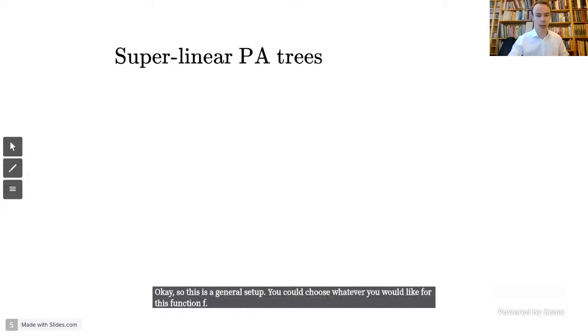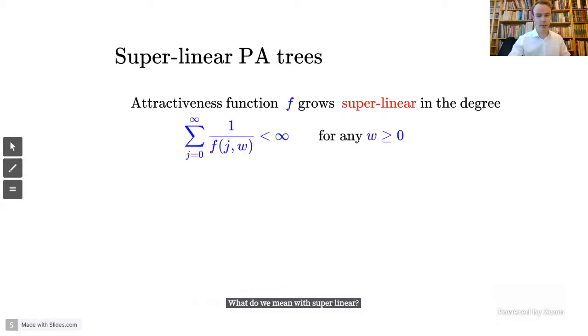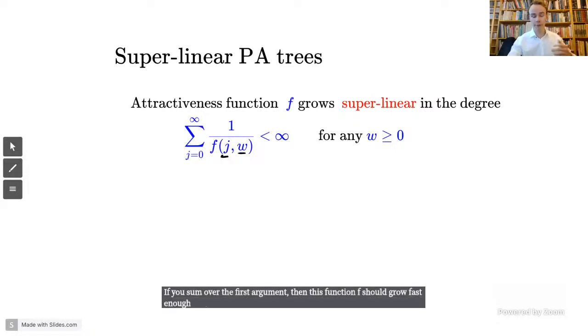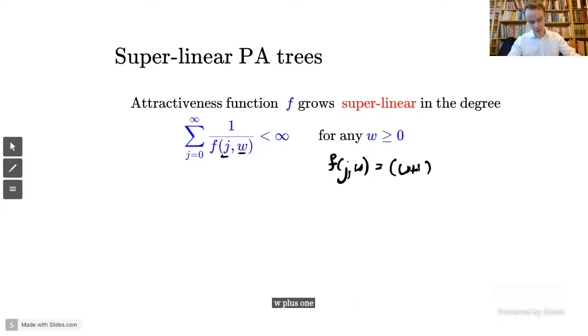We want to think about superlinear preferential attachment trees, meaning that the function f grows superlinearly in the degree. What do we mean with superlinear? It is that this summability condition is satisfied. So regardless of the value of the second argument, if you sum over the first argument, then this function f should grow fast enough so that 1 over f summed over j is going to be finite. So for example, if f of (j, w) would be, say, (w plus 1) times (j plus 1) to the power p, where p is strictly larger than 1.